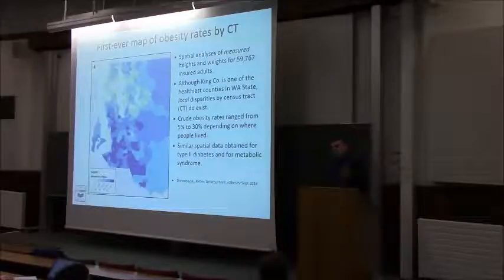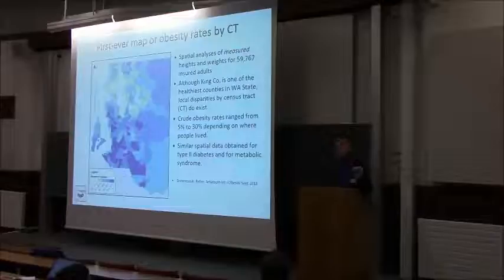which is kind of interesting given that the disparities by race or ethnicity in the US are in the order of 50%, and here within Seattle King County itself, we're picking up disparities going from 5% in one area to 30% in another area, purely depending on where people live. And we've done something very similar with diabetes.